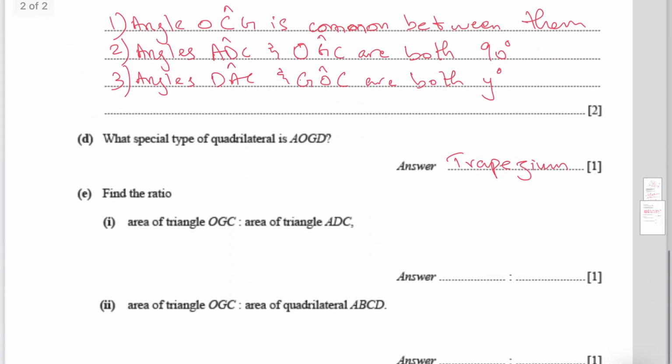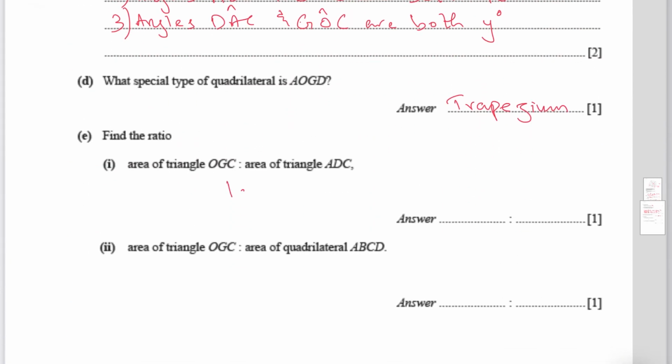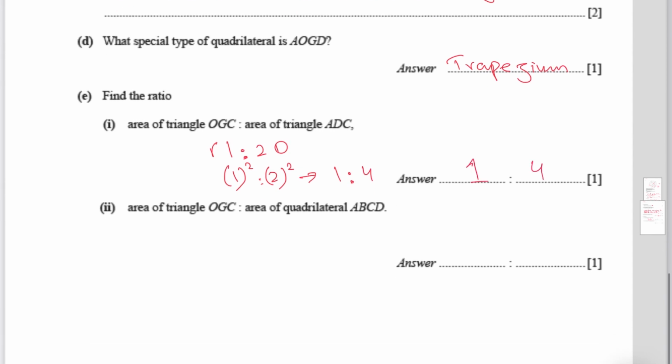So instead of writing it over there, let's write it neatly over here. 1:2, the ratio between the radius and the diameter. If you square both of them, you would get 1:4. So you write it over here, 1:4.